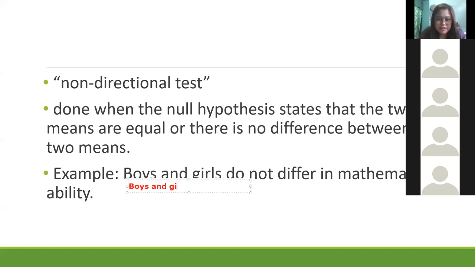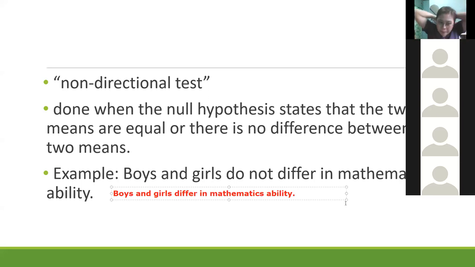Boys and girls differ in mathematics ability. So for example, this is my hypothesis. This time, this is not a null hypothesis because it is in the positive form. You cannot see "no" or "not" here. This is called an alternative hypothesis. Boys and girls differ in mathematics ability. It is an alternative hypothesis, but at the same time it is still a non-directional hypothesis.